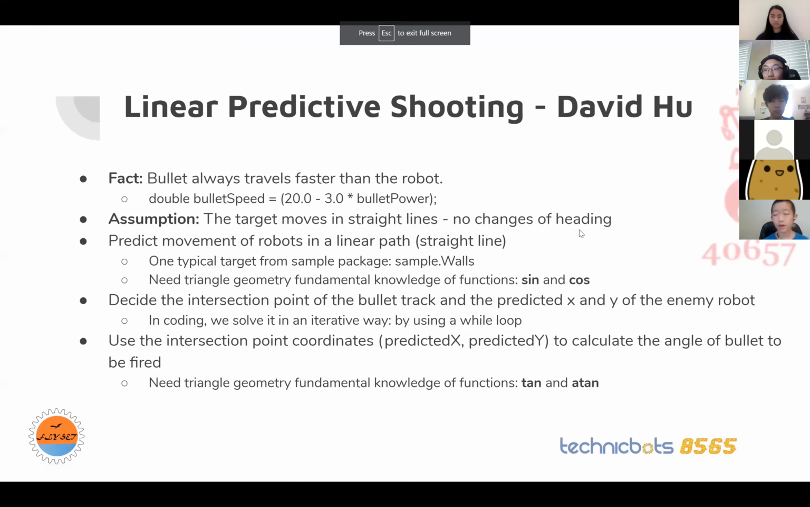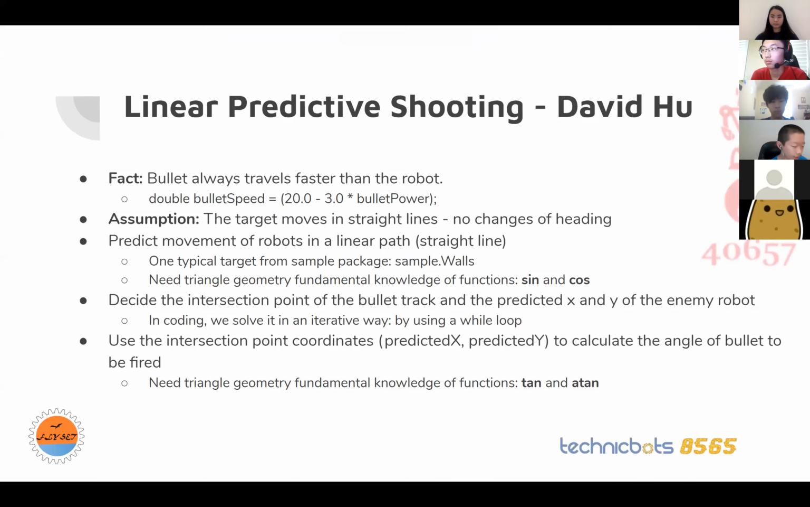Okay, so hi, my name is David Hu, and today I'm going to be teaching linear predictive shooting. So what is linear predictive shooting? Well, linear predictive shooting is a type of shooting that basically predicts the movement of robots that move linearly, or in a straight line. In order to use linear shooting, we have to know one fact. The bullet speed is always faster than the robot.